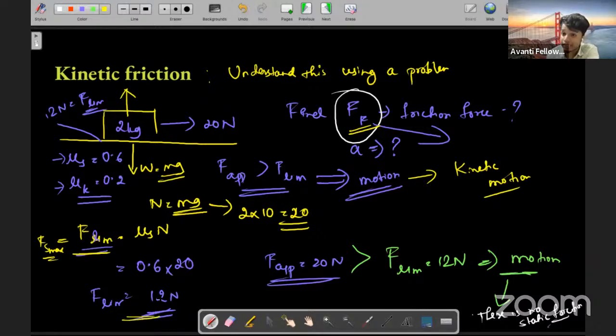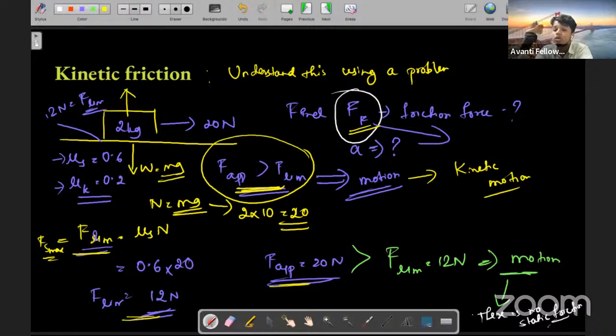12 Newton. As I said in the previous class, if the applied force increases beyond the limiting friction, then what will happen? There is motion. Now, we know that if there is motion, Ballari students, then static friction or limiting friction won't work, because limiting friction means a limit until which there won't be any motion. After the limit is crossed, obviously there will be motion.